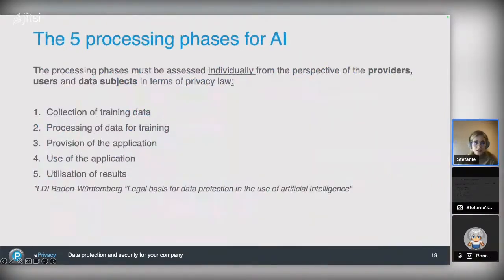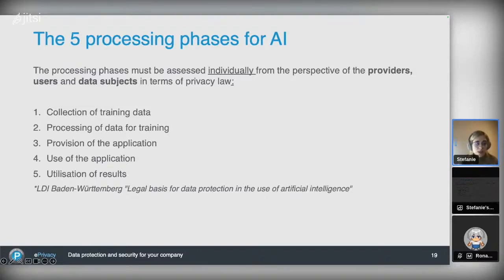Yeah, then as said, we have the different processing phases for AI systems. And another authority in Germany also set this within their guideline that we need to have a look at every single phase of the AI system and check these for GDPR requirements. So they said, of course, we have a collection of training data, the processing of data for the training, and then the provision of the application.